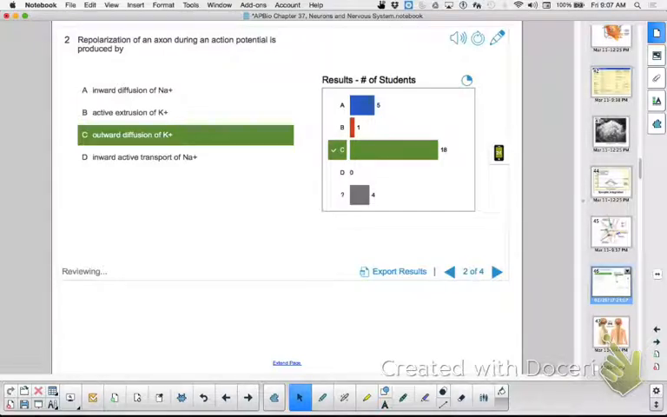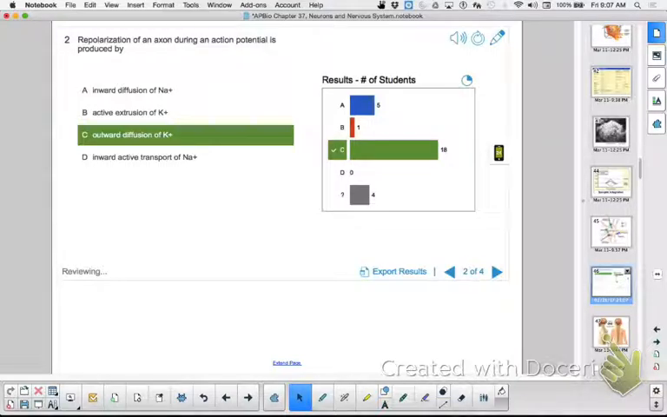Repeat after me. When sodium goes in, that's depolarization. When potassium goes out, that's repolarization. So depolar, repolar. Right? Got it?